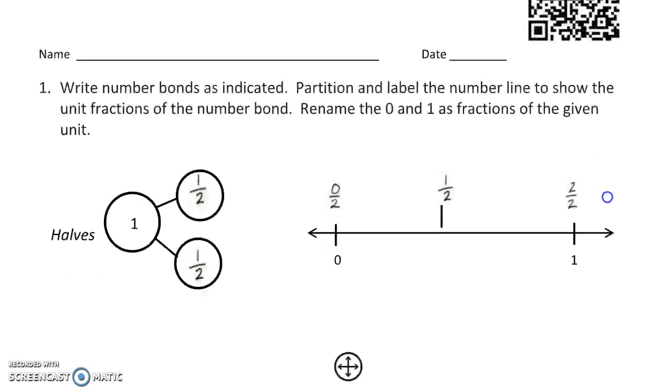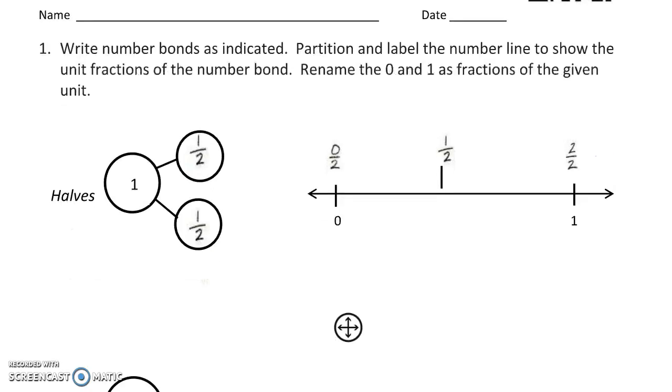Number 1 says to write number bonds as indicated. Partition and label the number line to show the unit fractions of the number bond. Rename the 0 and 1 as fractions of the given unit. Oh my gosh, so many directions. All right. So here's our example.